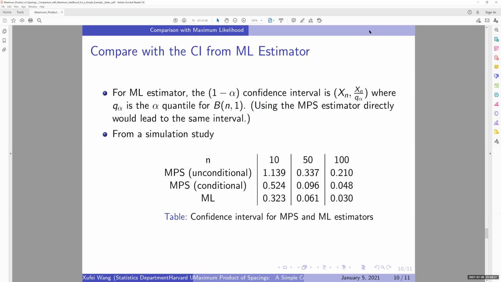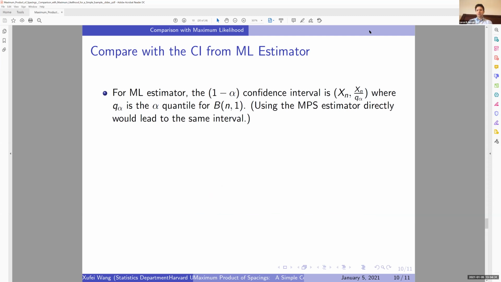I cannot vouch for it, because even as a point estimator, I already have MPS versus MLE. But is there something even better than that? Lucas, do you have questions?